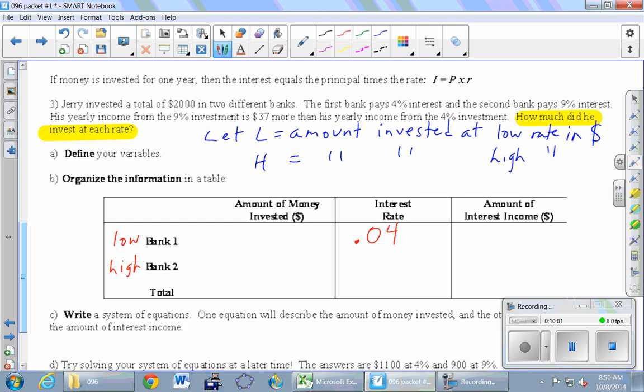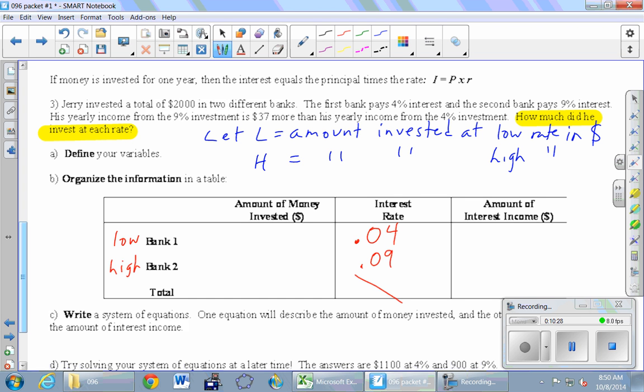We should put 0.04, because we're going to be writing down equations in a second. And if you have percentages inside of equations, you got to make sure those percentages are converted to decimals. So any interest rate has to get converted to a decimal. What's the high rate as a decimal? 0.09. 9% becomes 0.09. And again, the total interest rate doesn't really have any meaning. I'll put a line through it.